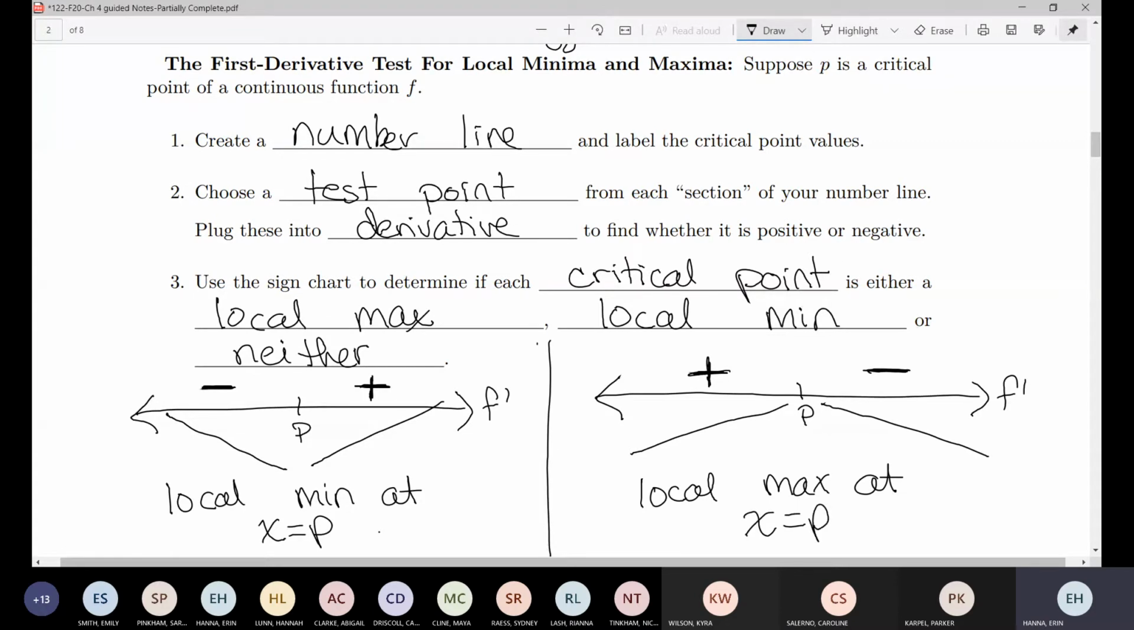And again, you're not going to have multiple first derivative number lines for these problems. I just needed to separate them into 2 cases. I could have put them all on one, but I feel like that would have made it more complicated. Anyway, if it doesn't change sign at all, if it's positive, positive, or negative, negative, then it's neither. Savvy?